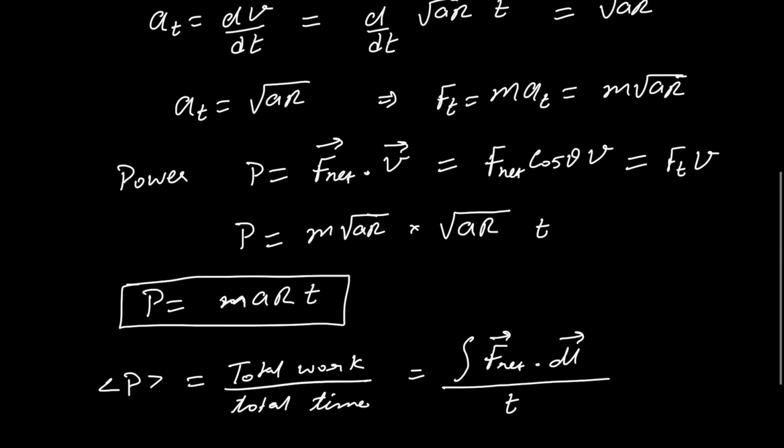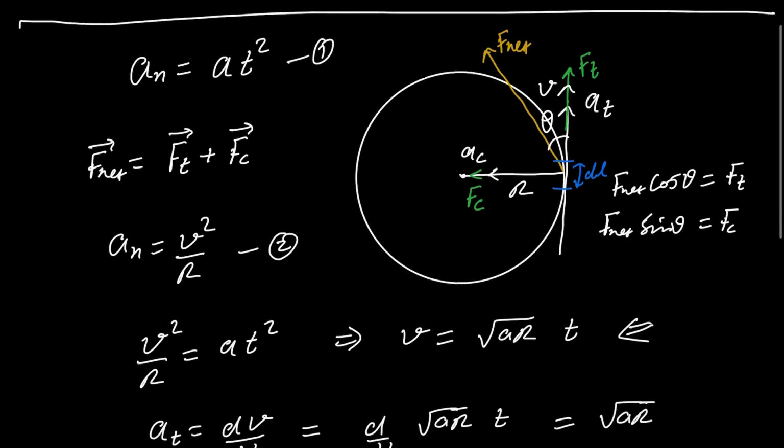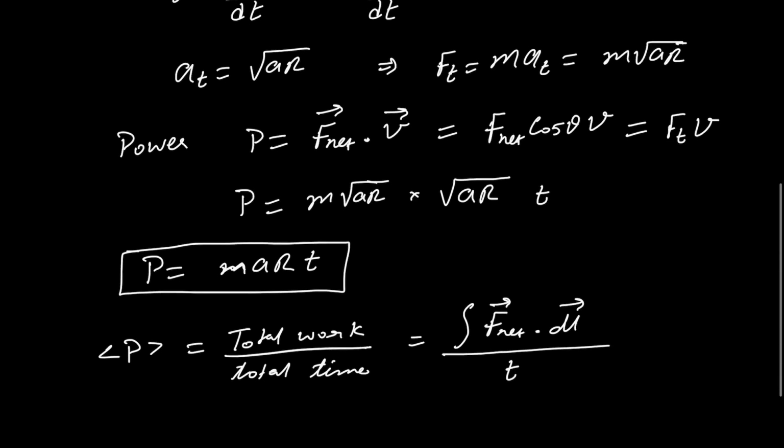Now what is net force? As we know, this is net force, and what is the meaning of dl? dl means the infinitesimal path which you have traveled in time dt. So in time dt we are traveling this distance, that is dl. So dl is acting along the tangent. So when dl is acting along the tangent, what you can conclude from here is that this F net is F net cos theta into dl. This is the angle between F net and dl.